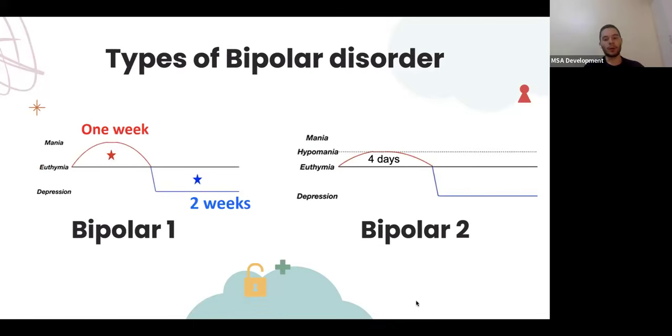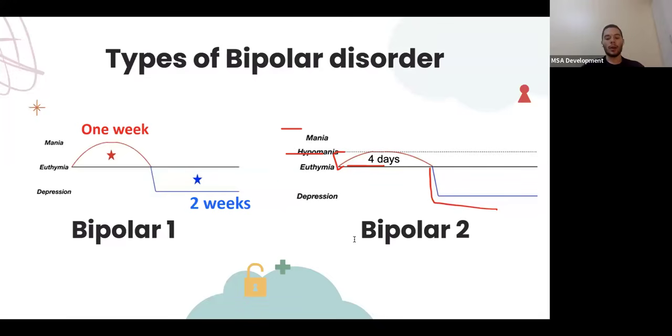Yes, they do. Bipolar 2, as you can see, is 4 days of hypomania. Remember, differentiate between mania and hypomania. The bipolar 2 is less severe than bipolar 1. And it's followed by a period of depression. Does it have psychosis or hallucinations? No, and there are no hospitalizations either.